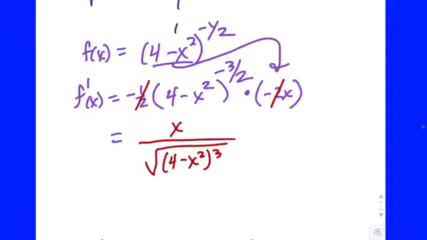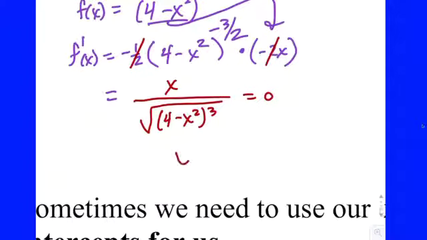All right, so now if I set it equal to 0, that's going to equal 0 when the numerator is equal to 0. So that's the only horizontal tangent that I have.